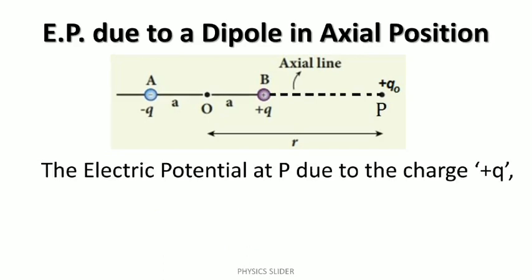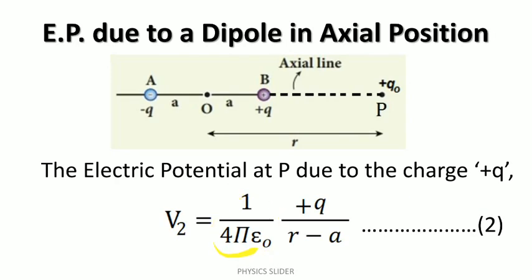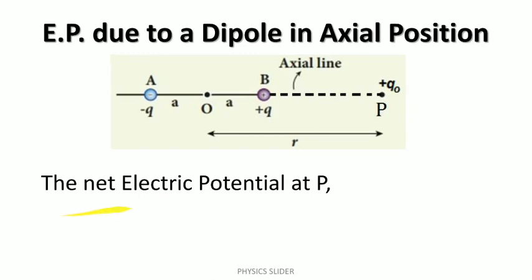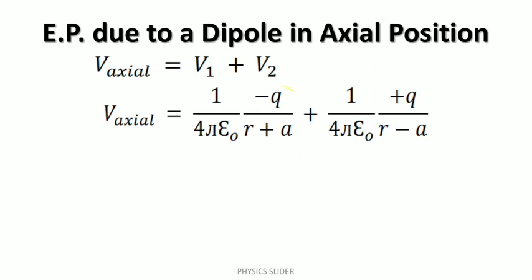Now the electric potential at P due to the charge plus q will be 1 upon 4 pi epsilon naught plus q upon the distance between the charge plus q and the point P, which will be r minus a. So we have taken this as r minus a. Now we need to calculate the net electric potential at P, which will be given as the algebraic sum of both these potentials, that is V1 plus V2. Now put the values of V1 plus V2. The value of V1 that we have determined is 1 upon 4 pi epsilon naught minus q upon r plus a, and the value of V2 is 1 upon 4 pi epsilon naught plus q upon r minus a.